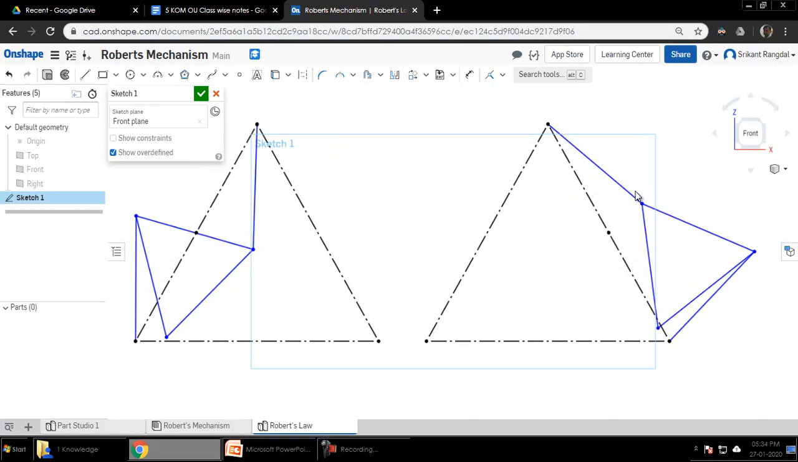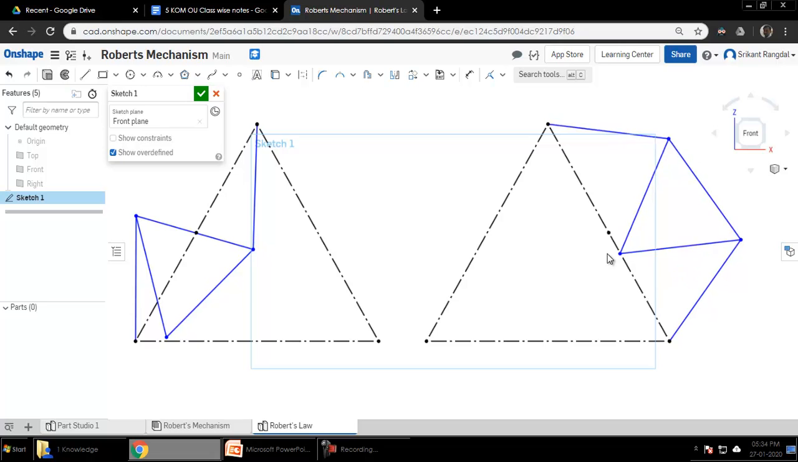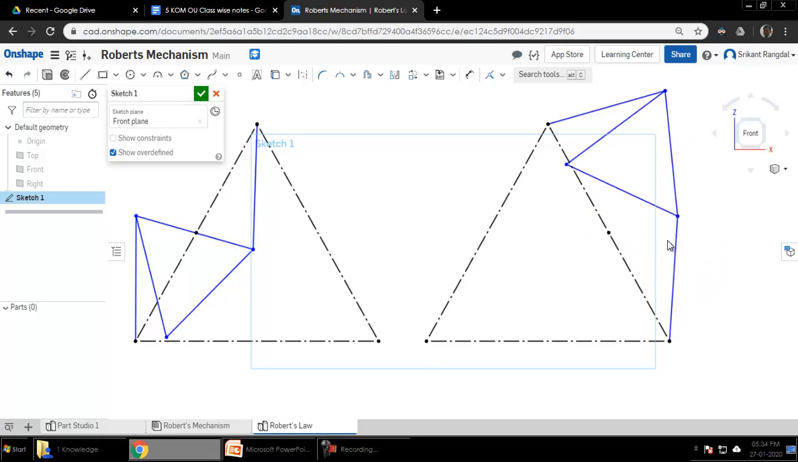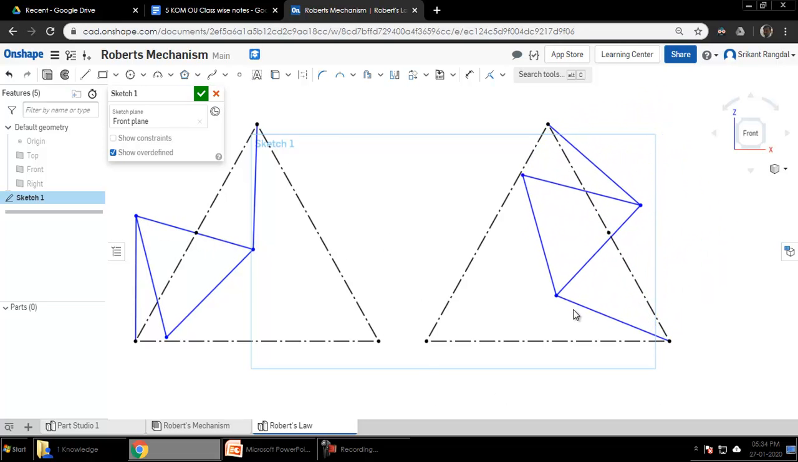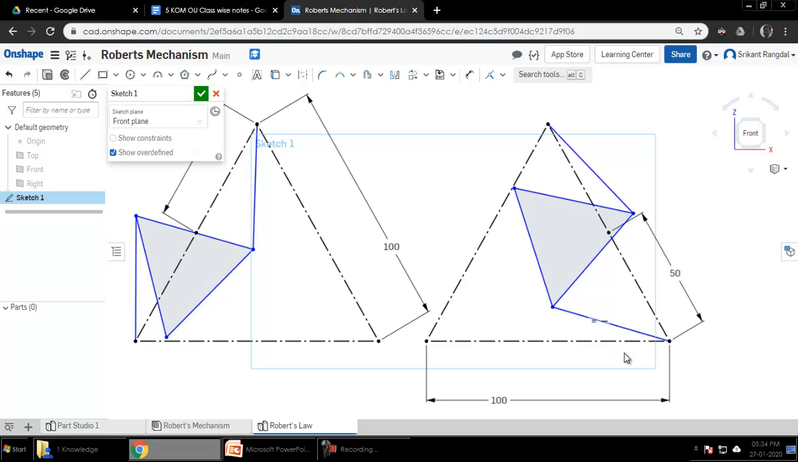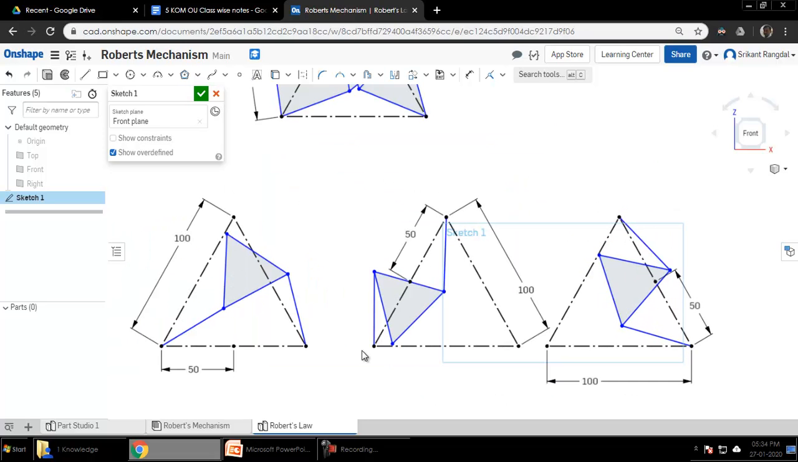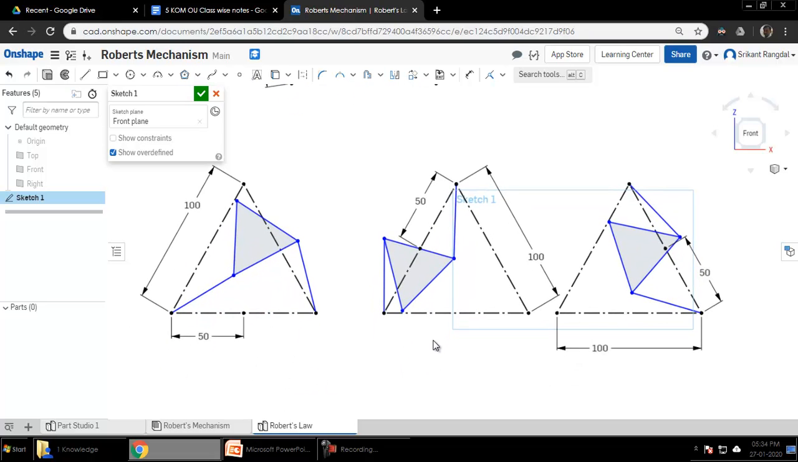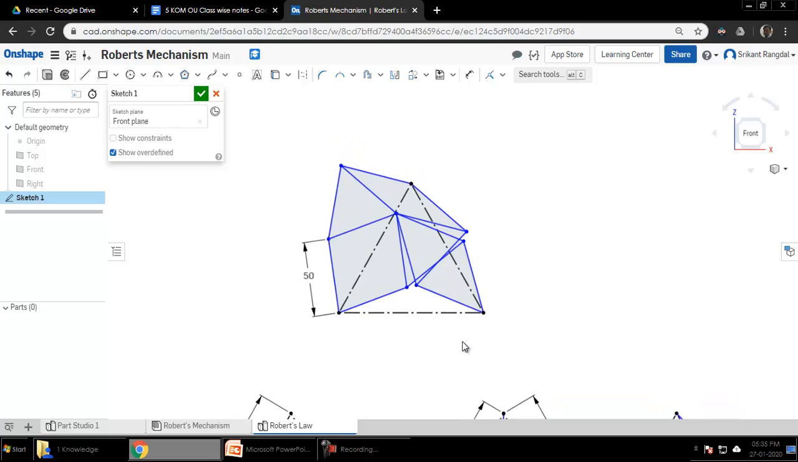Now after going through these, I was a little more skeptical about Roberts' law being true, whether it actually follows truly or not. I just wanted to see, if the coupler points of all the 3 mechanisms were put together and made to coincide, whether they would be able to move correctly or not. With that aim, I was able to form this particular mechanism.